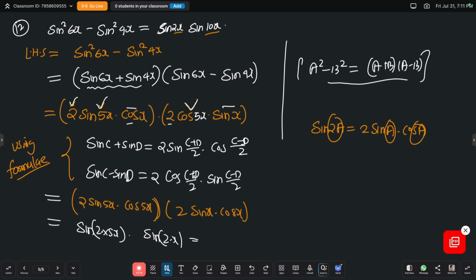So what is the final answer? Sine 10x and sine 2x, which is RHS. Hence proved.